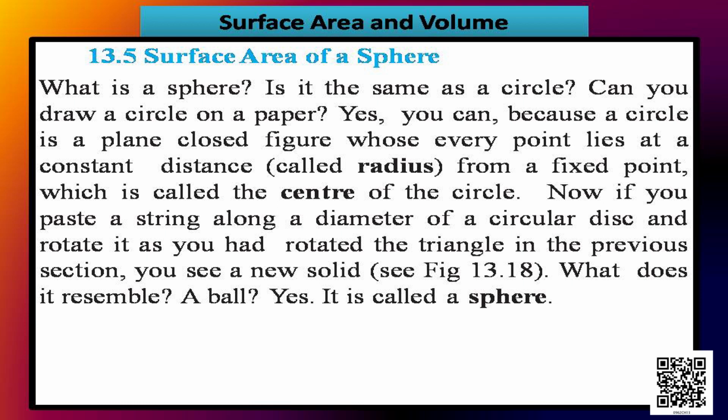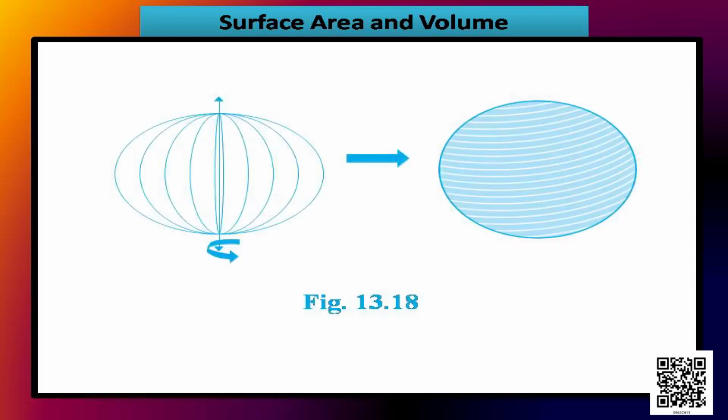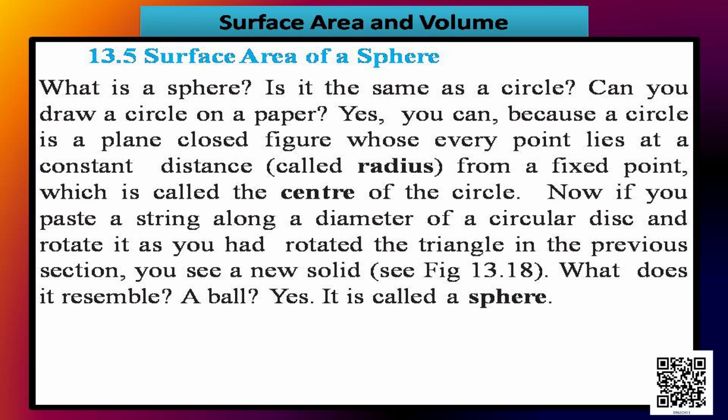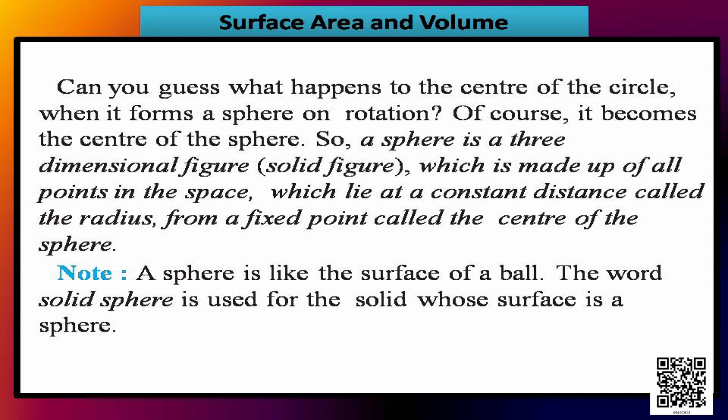Okay. Now, if you place a string along a diameter of a circular disc and rotate it as you had done previously in case of a triangle, then you see a new solid, as you can see in figure 13.18. What does it resemble? A ball? Yes, it is called a sphere. Can you guess what happens to the center of the circle when it forms a sphere on rotation? Of course, it becomes the center of the sphere.